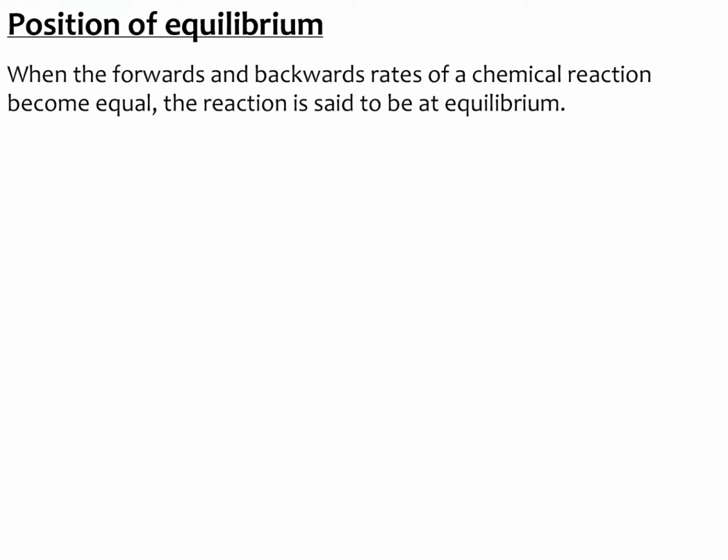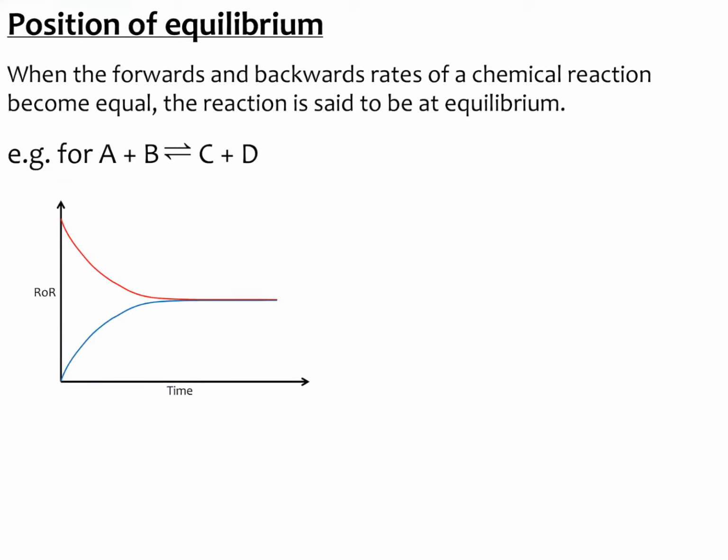Position of equilibrium is a term that you'll hear a lot, particularly in mark schemes. When the forwards and backwards reaction rates of a chemical reaction become equal, the reaction is said to be at equilibrium. Now, if you're unsure about what equilibrium is, you need to go back and have a look at the video on dynamic equilibrium first. So if we take the example A plus B forming C plus D in a reversible reaction, we can look at a graph.